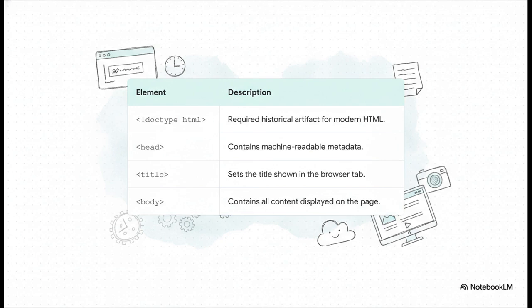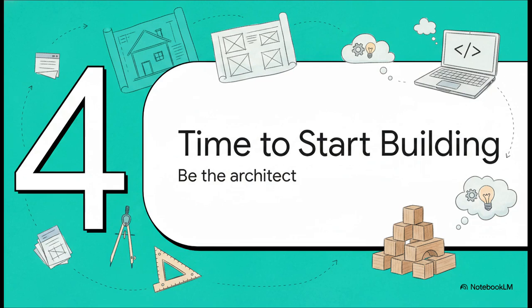All right, let's look at the key sections. That doctype html thing at the very top, it's basically just a historical thing that tells the browser, hey, use the modern rules. Then you have the head section. This contains all the behind-the-scenes info, like the title that shows up in your browser tab. And then there's the body. That's the main event. Everything you actually see on the page, all the text, all the images, everything goes inside the body. So we've gone over the theory, we've seen the blueprint, and we understand the building blocks. Now it's time to switch from learning to actually doing. It's your turn to be the architect.